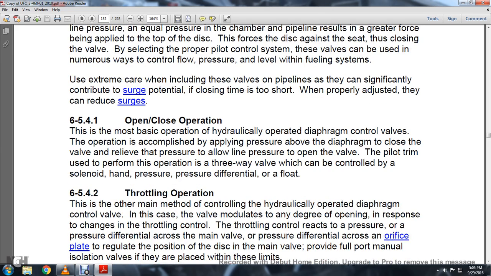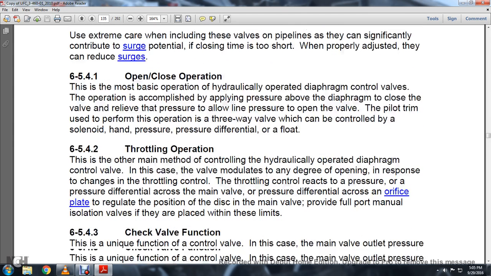5.4.1.2 Open and close operation. The most basic operation is the hydraulically operated diaphragm control valve. The operation is accomplished by applying pressure to the diaphragm to close the valve, and relieving the pressure, allowing line pressure to open the valve. The pilot trim is used to perform the operation, such as a three-way valve, which can be controlled by a solenoid, hand, pressure, pressure differential, or flow.